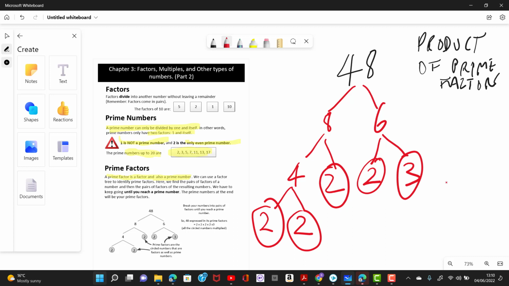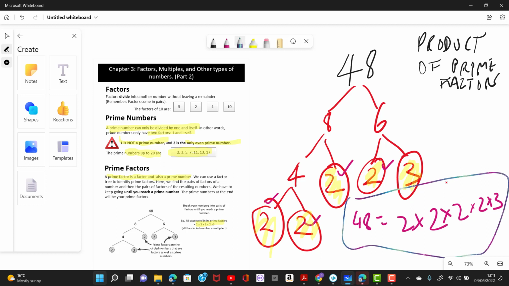So the prime factors are going to be the ones that I've circled. So 48 as a product of its prime factors, I'll write like this. Let's choose a different color. 48 equals 2 times 2 times 2 times 2 times 3. There are 4 lots of 2's and times 3. So you keep breaking it down until we get all the numbers as I've circled here, and then you multiply them together, and that's your answer. That's how you do a product of its prime factors.